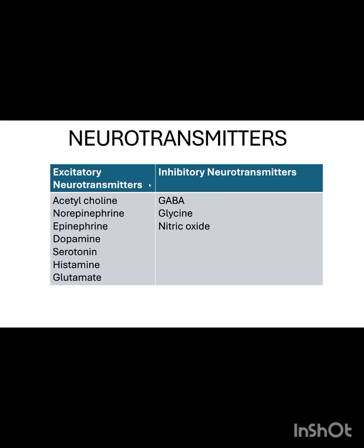We have two types of neurotransmitters, the excitatory ones and the inhibitory ones. The excitatory neurotransmitters include acetylcholine, norepinephrine, epinephrine, dopamine, serotonin, histamine, and glutamate. Whereas the inhibitory neurotransmitters include GABA, that is gamma aminobutyric acid, glycine, and nitric oxide. So let's discuss each of these neurotransmitters individually.